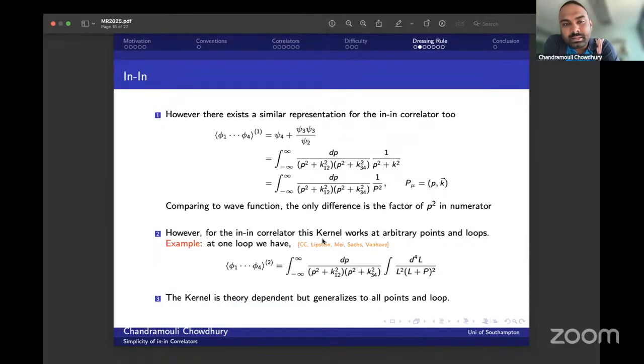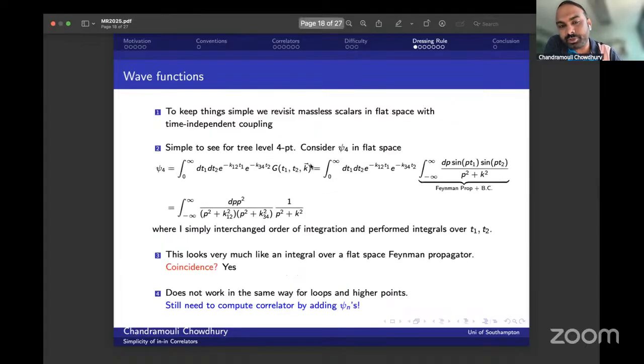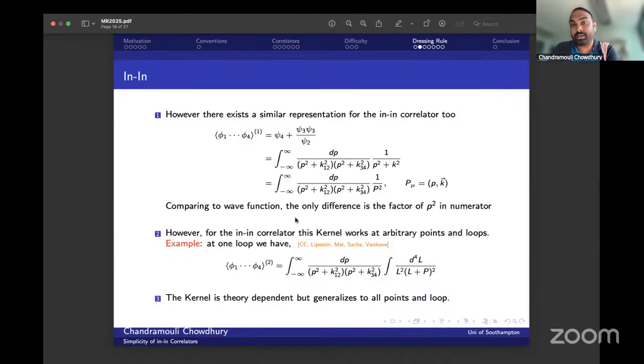Good. But now if I asked if there was a similar representation for the NN correlator, it turns out the answer is yes. What you can show is that if you take the full NN correlator, which is obtained by adding these radius pieces, you again get a very similar representation, except that you don't have a p squared in this numerator now. For the wave function, we had an extra p squared, but for the NN correlator, you don't end up having that.